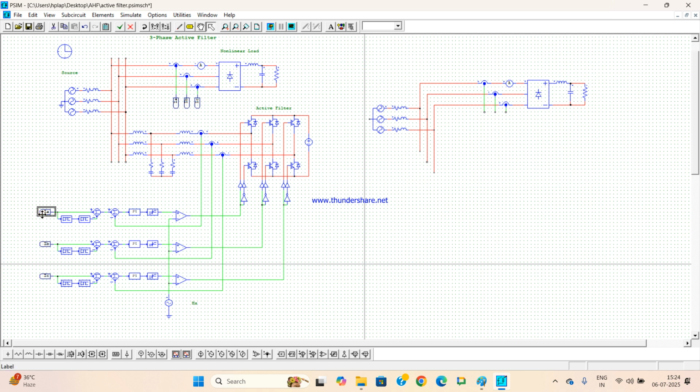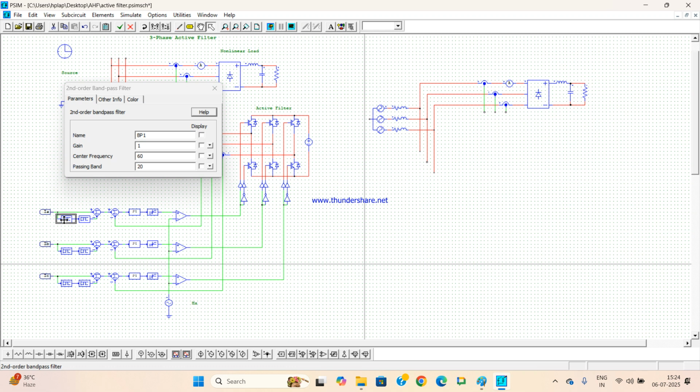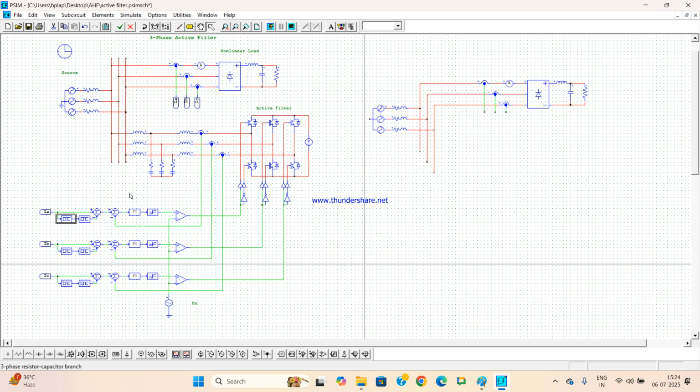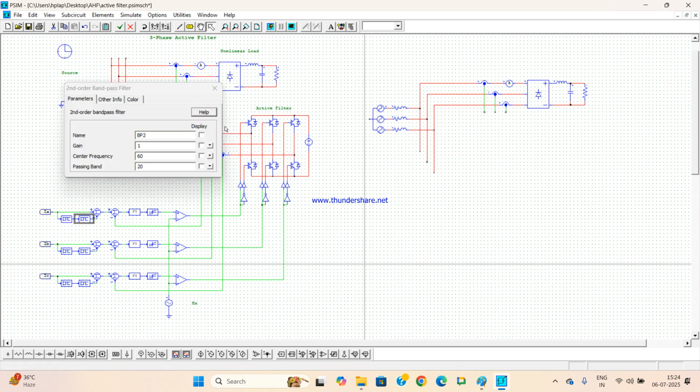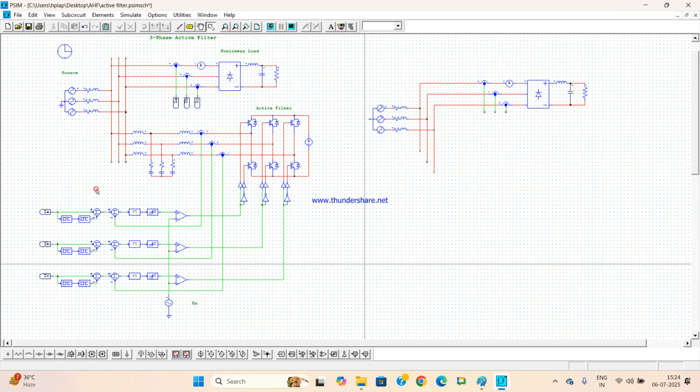I am taking this. Then these are some band pass filters. So the center frequency is 60 and the pass band is 20. Basically, I am filtering that. Two times I am filtering it, and once I filter it, this will become a perfect sinusoidal wave, and that I am comparing. I am subtracting, so the error is coming here.